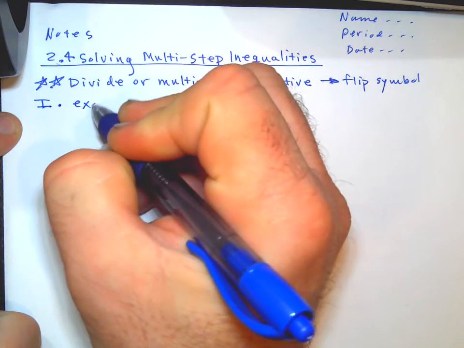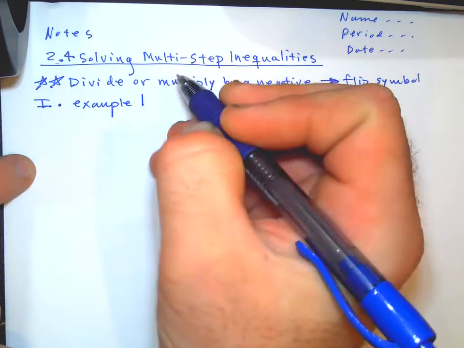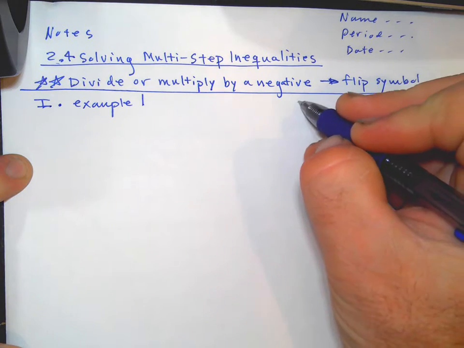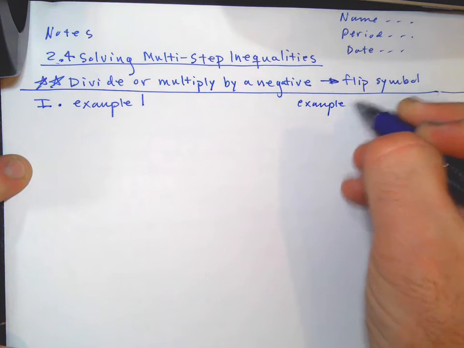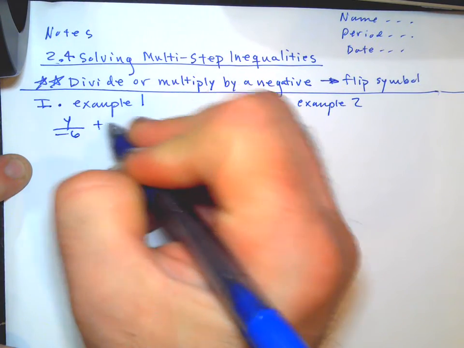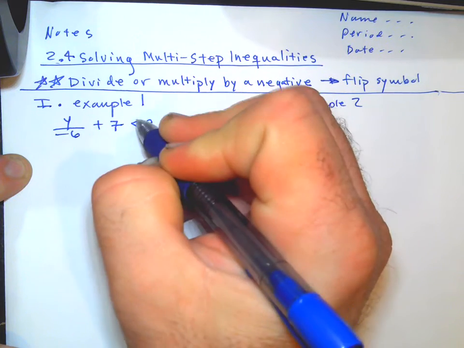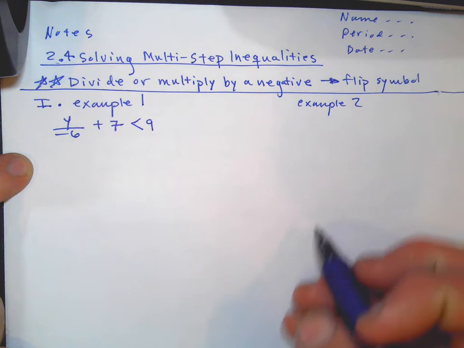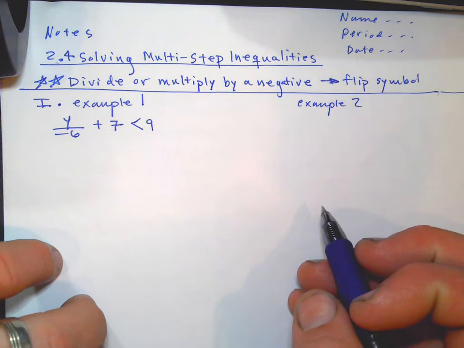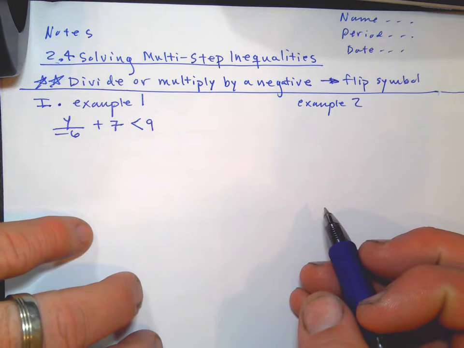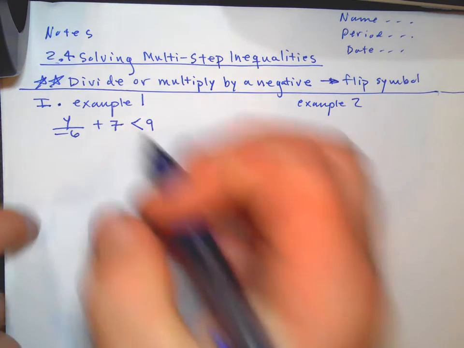So Roman numeral number 1, and then we'll do example 1, and we will do an example 2. So y over negative 6 plus 7 is less than 9. Let's try this one. The best thing to do when you're solving equations or inequalities is to undo things in reverse order of operations. So PEMDAS: parentheses, exponents, multiplication, addition, subtraction happen last. They need to be undone first.